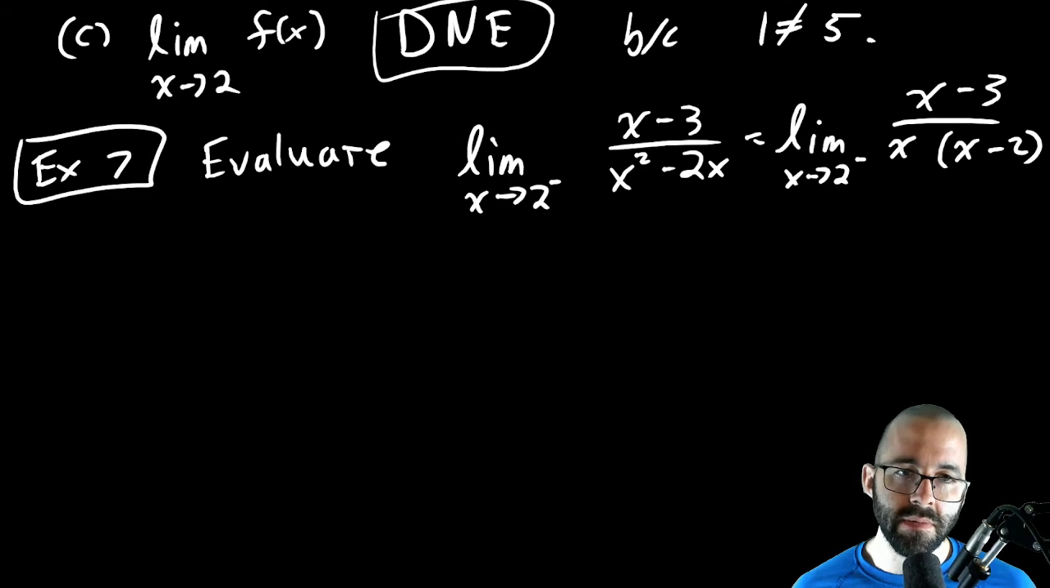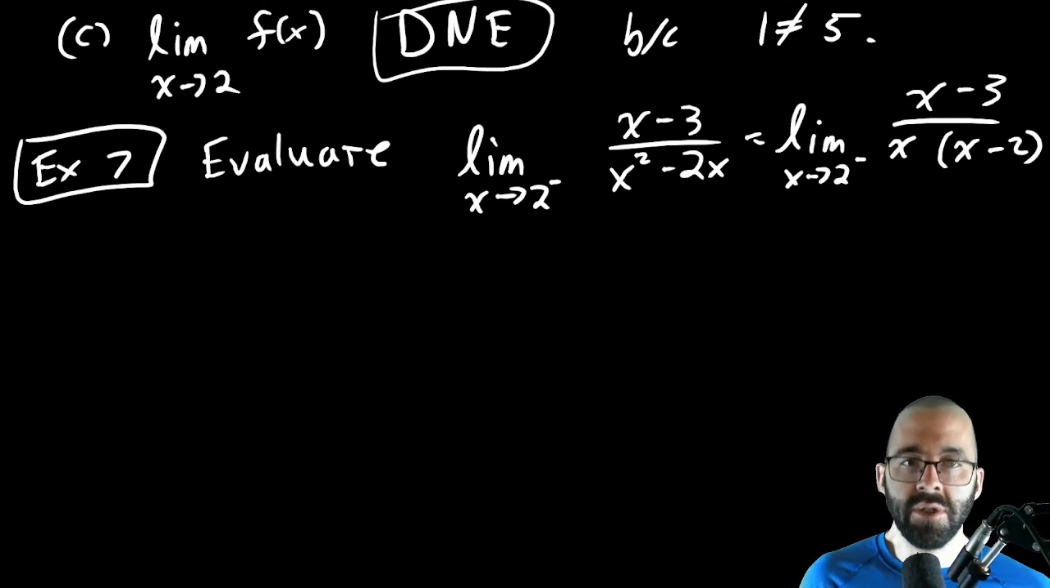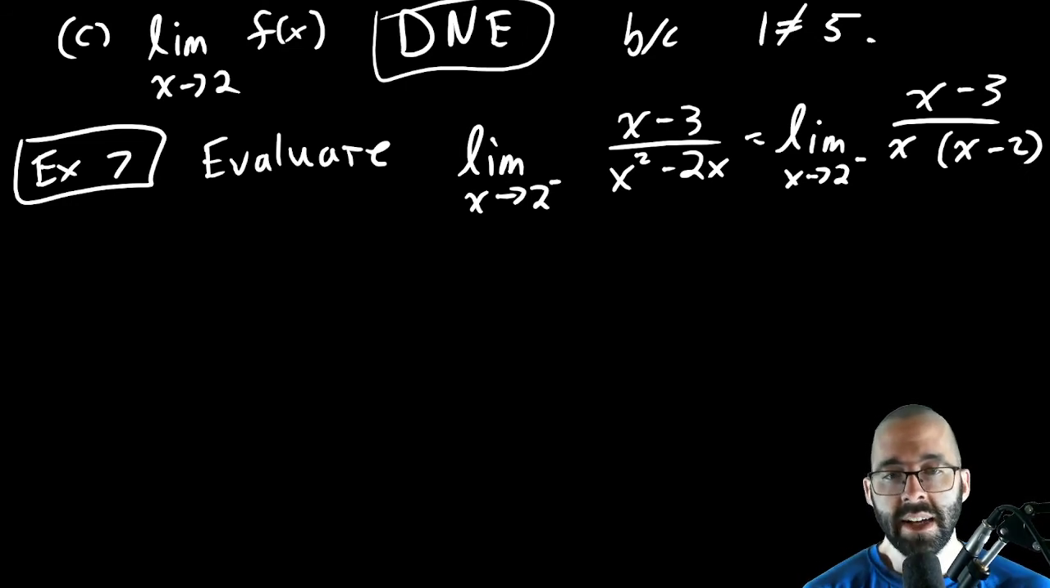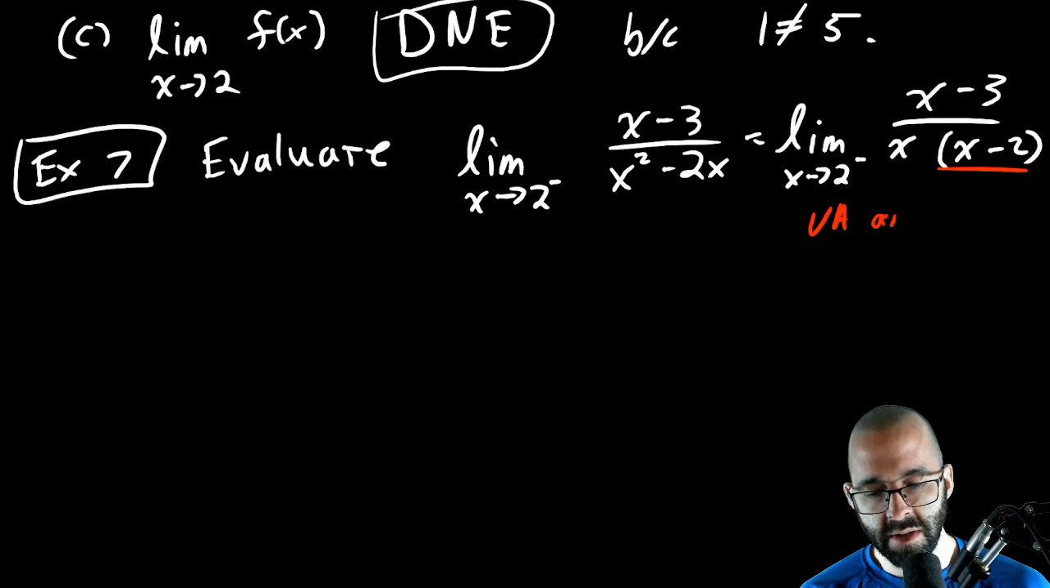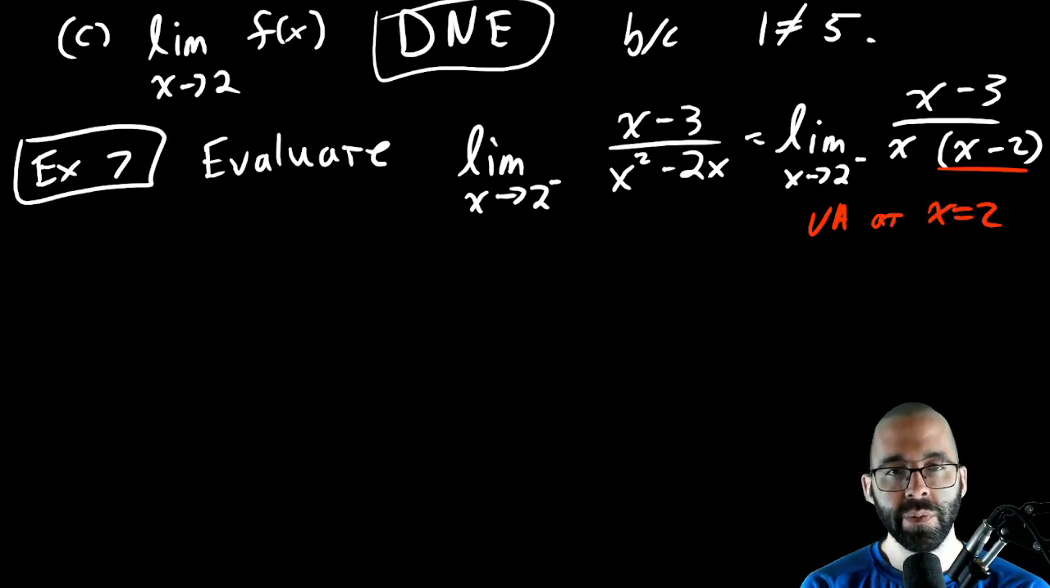Okay? So this is a vertical asymptote. And the reason why we know it's a vertical asymptote is because there's a factor. It's a rational function and a factor of x minus 2 in the denominator that says there's going to be a vertical asymptote at x equals 2.